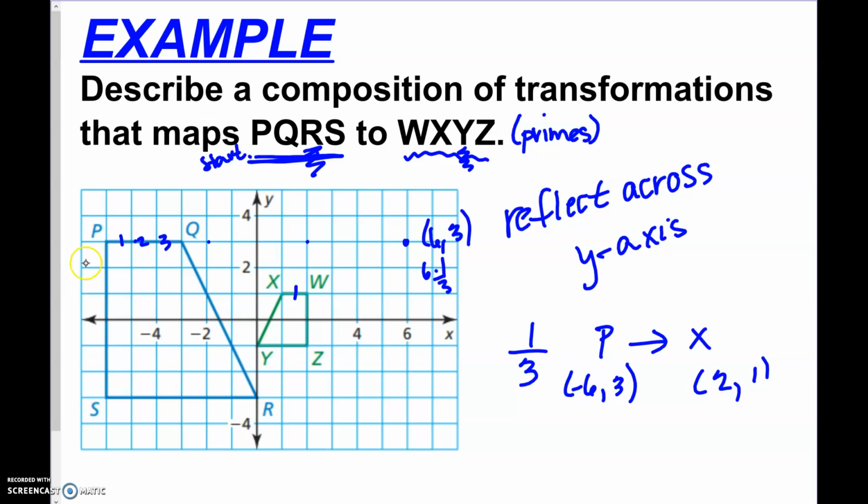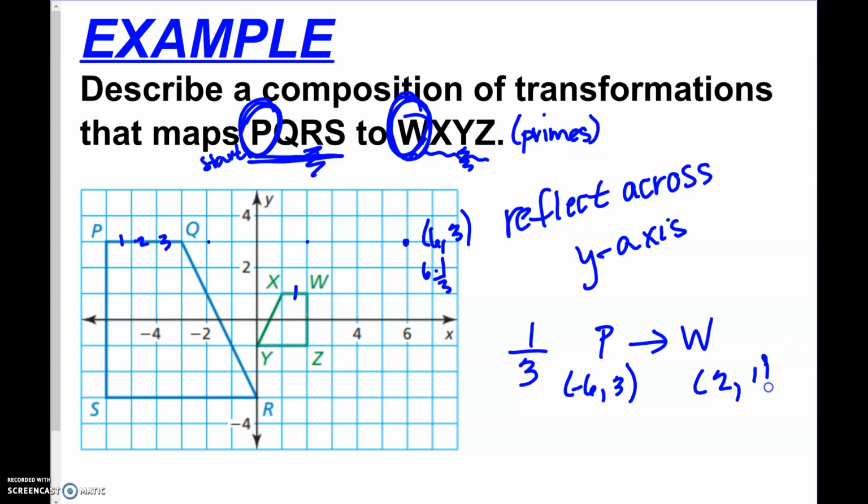Whoops, sorry, that P goes to W, not X. I need to erase this. This does not become X. This should be W. P, the first letter, goes to W. So we'd be at 2, 1. And if you look over here at W, it's at 2, 1.